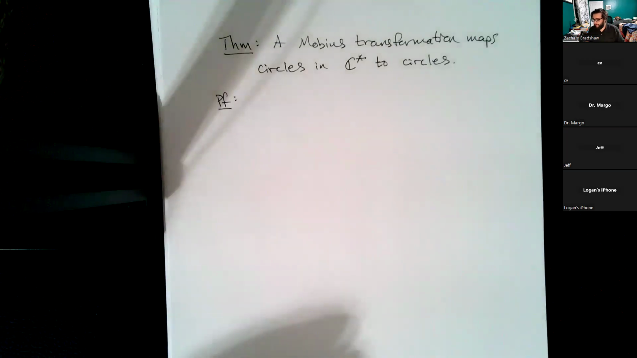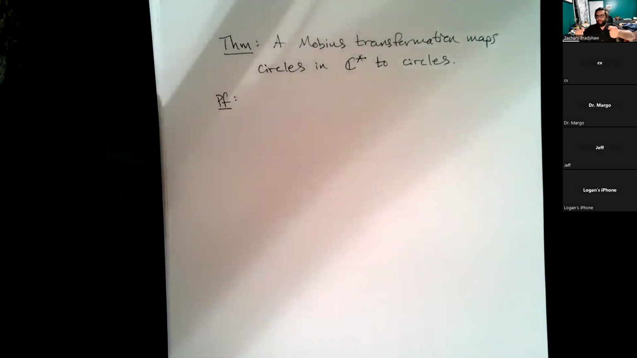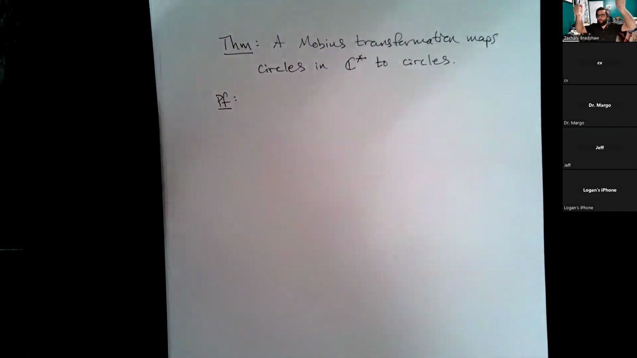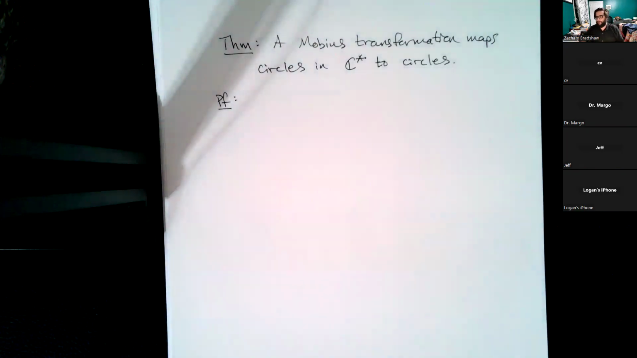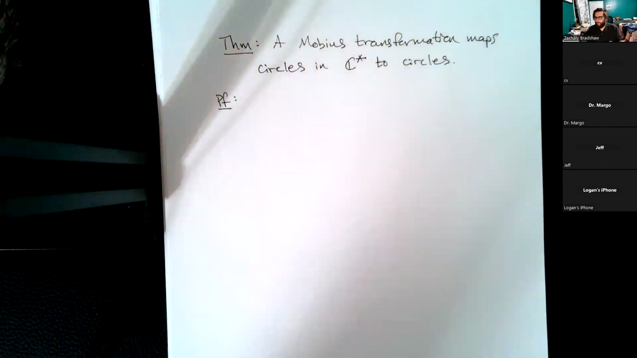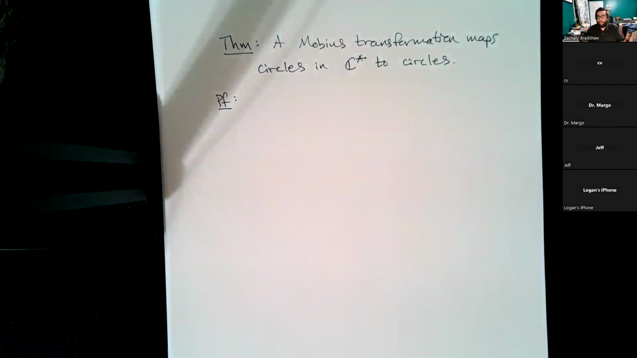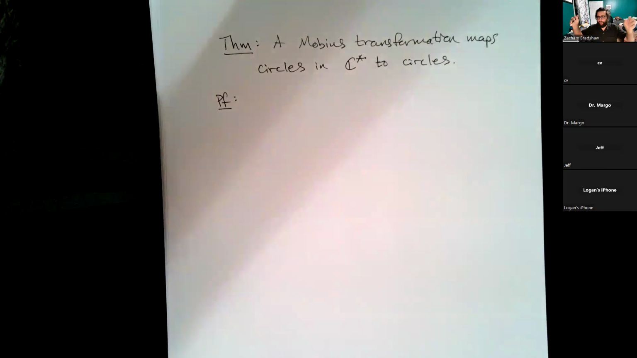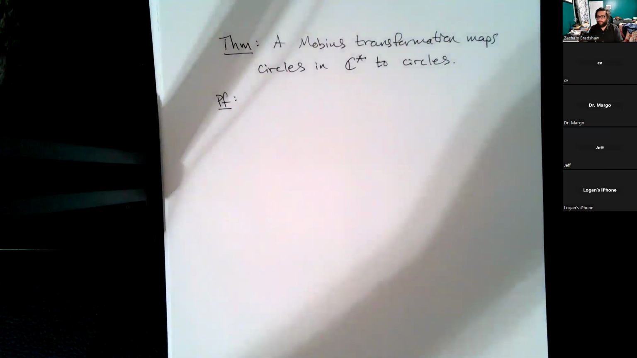But translations very clearly map a circle to a circle, right? What does a translation do? It just takes my circle and shifts it in some direction, depending on what you're translating by. Okay, so that one's already done, right? What does a dilation do? Well, it either stretches or compresses my circle, right? But at the end of the day, I still have a circle.